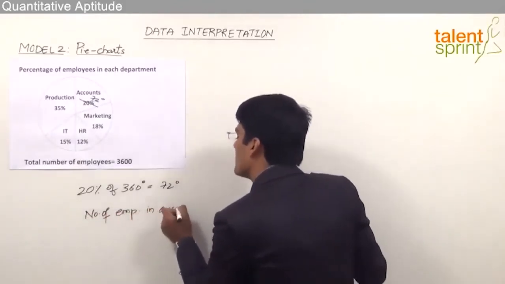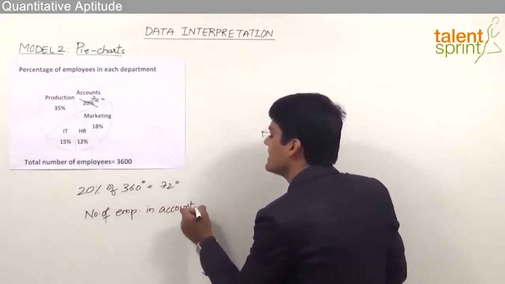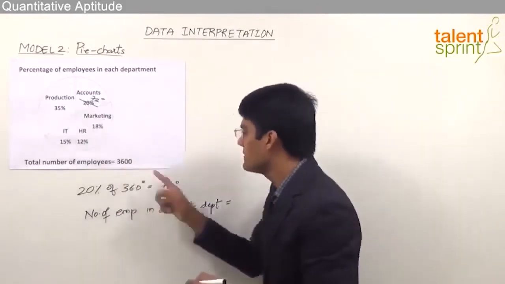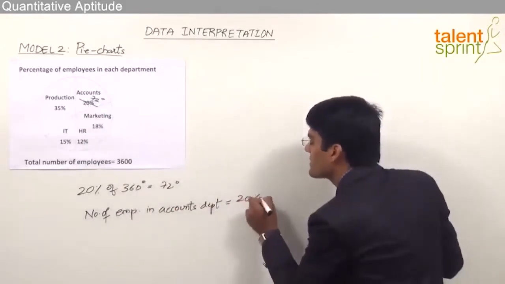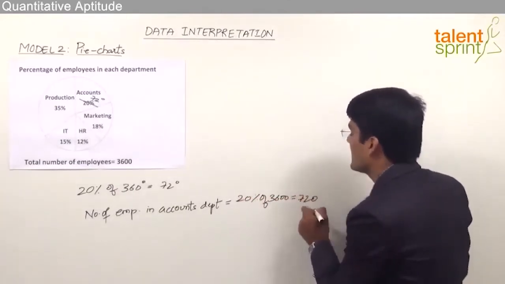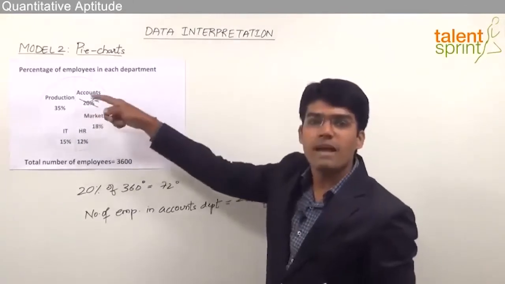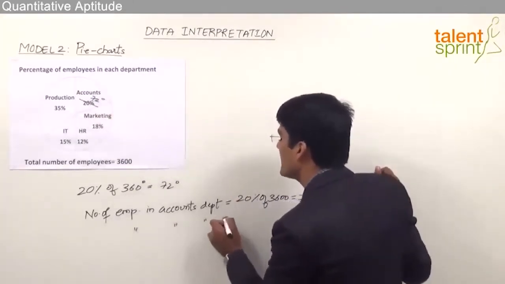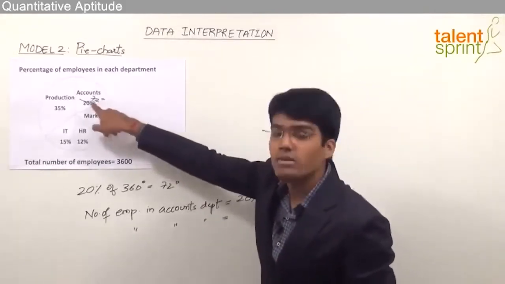in the accounts department. In general, if it is in percentages, what we do is 20% of 3600. So we get 20% of 3600, which will be equal to 720. But let's say the value is given in terms of angle, so how do we get the answer? The number of employees in the accounts department can be taken as 72 degrees.